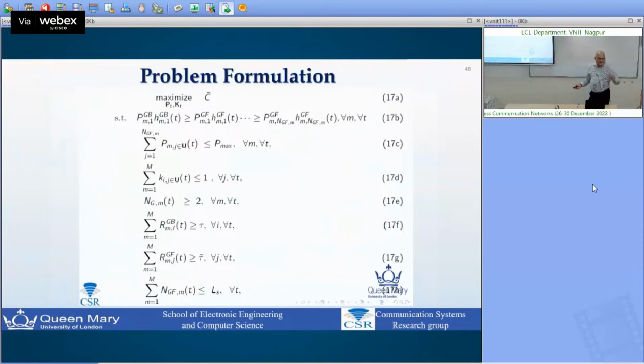Every sub-channel has an interference threshold. The Grand-based user is going to send the pilot symbol to the base station. The base station estimates the channel state information and the transmitted power. Based on that, it calculates how much power is needed for the Grand-based user, so the remaining can be utilized by the Grand-free users.